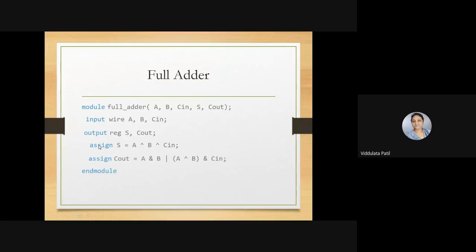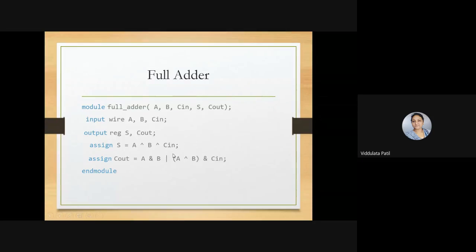Okay. So after that, assign S is equal to, that means sum is equal to A XORed with B. So for this XORing, the operator used is a caret, A caret B caret C. And another statement, that is assign C out is equal to A and B, A ampersand B.